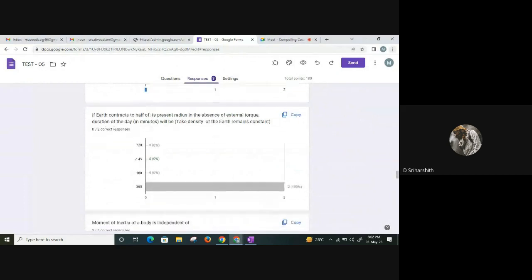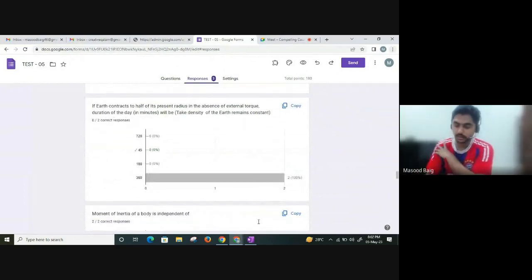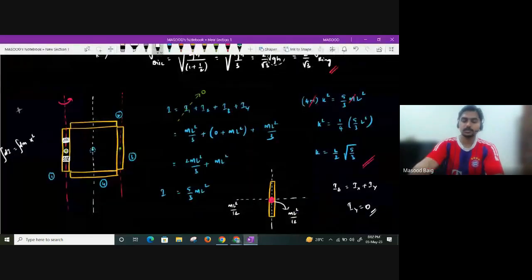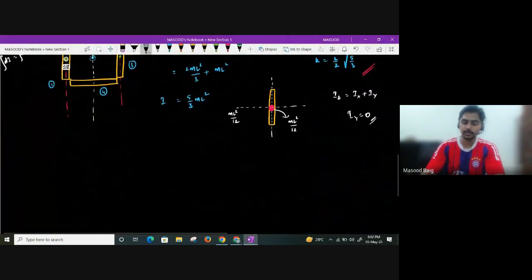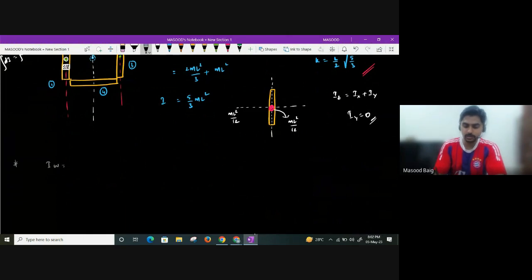Both of them have done wrong here. In this case, let us see if Earth contracts to half of its present radius in the absence of torque. If torque is not there, we can simply conserve the angular momentum. So what is going to happen in that situation? Whenever such cases are there, it is a volume package question. So what should happen if torque is not there? I omega should remain constant.